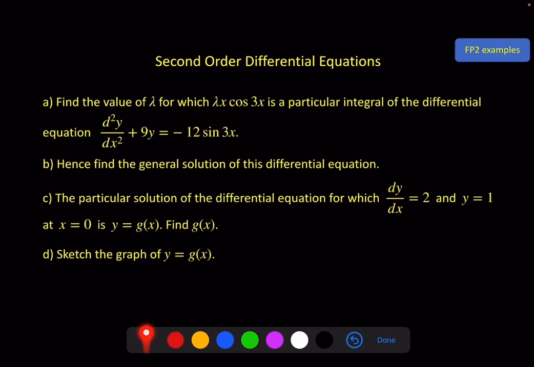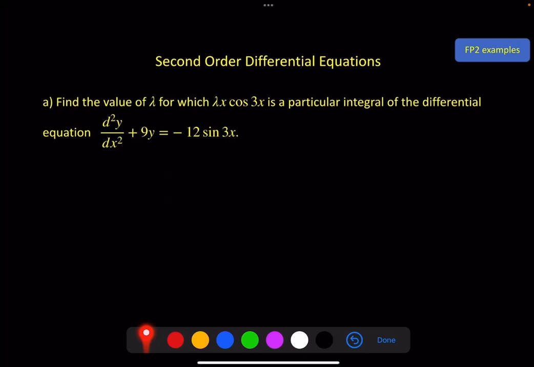Quickly run through the question before we start. The first part, find the value of lambda for which lambda x cos 3x is a particular integral, so you don't need to try one here, they're telling you what it is and you just have to find lambda. Then we're going to find the general solution, and then we're going to find the particular solution given these boundary conditions here, and finally we're going to sketch the graph. I'm going to need space to do this, so I'm going to do one at a time on each screen.